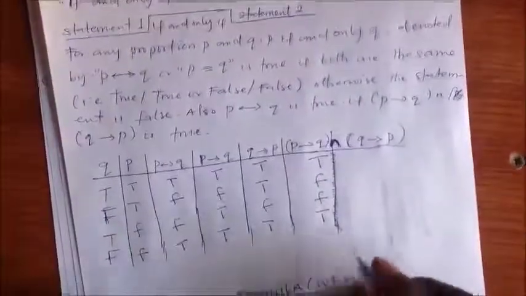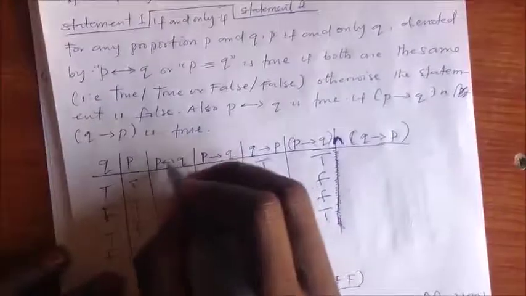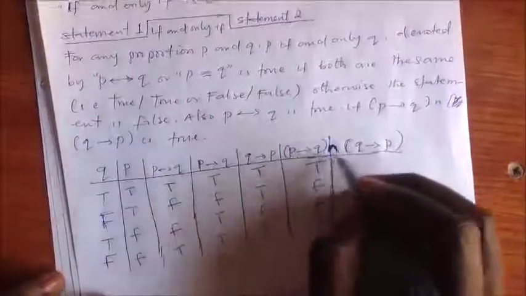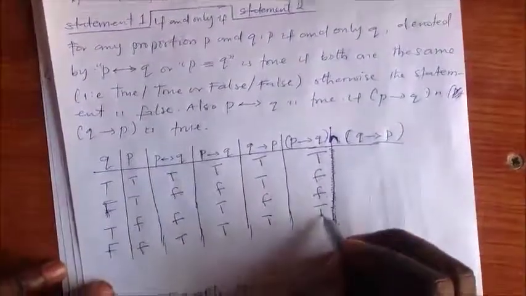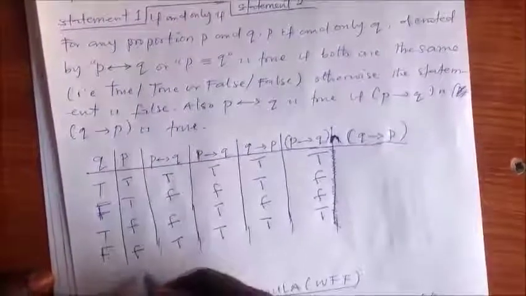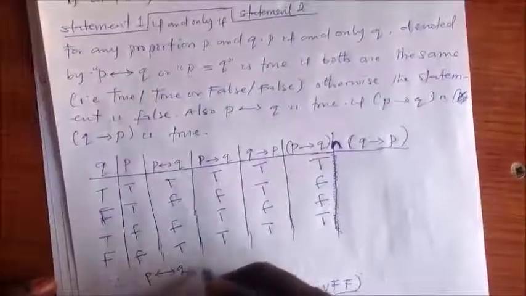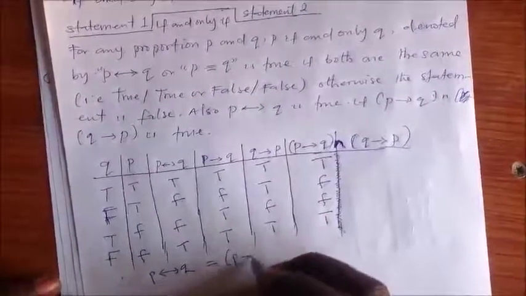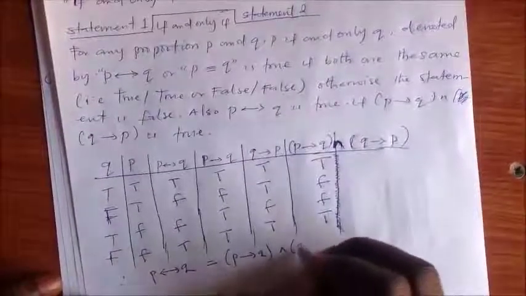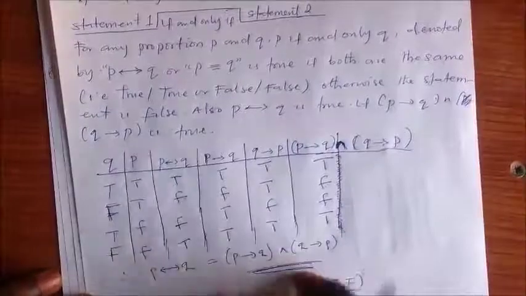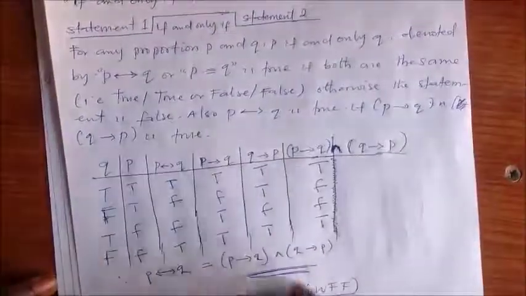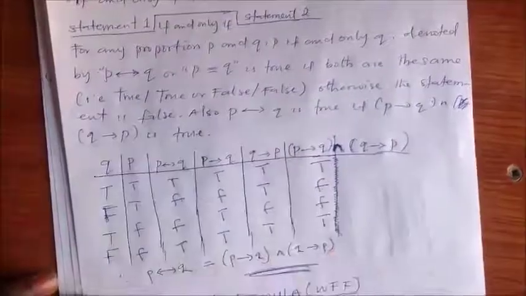So I want to show you something. If you look at this, P if and only if Q gives true, false, false, true, and P implies Q and Q implies P also gives true, false, false, true. So this shows that P if and only if Q is the same thing as P implies Q and Q implies P. Whenever you see this, it's true if both of these are true. That's what the statement is saying.